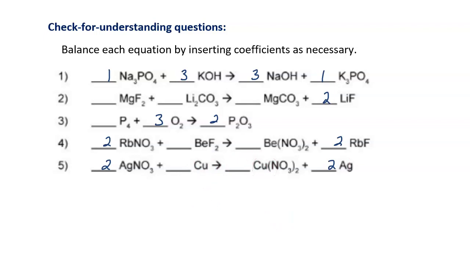So here are the answers for those check for understanding questions. This concludes the video about creating a skeleton equation that simply states what substances are reacting. But we also discussed balanced equations in which there's equal number of atoms on both sides of the arrow. To change a skeleton into a balanced equation, you add in coefficient numbers.